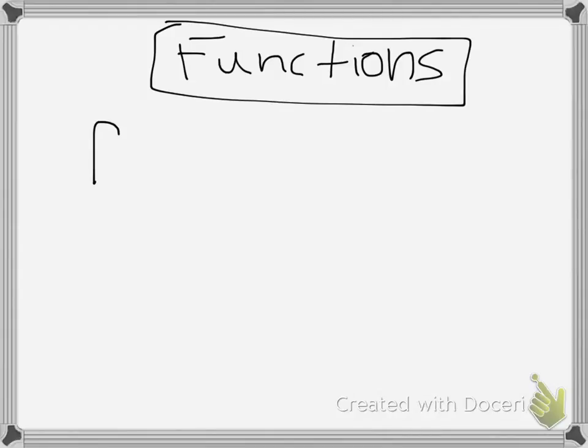So let's say we have a function f. Let's call it f of x. f of x equals x squared. So what does that mean?